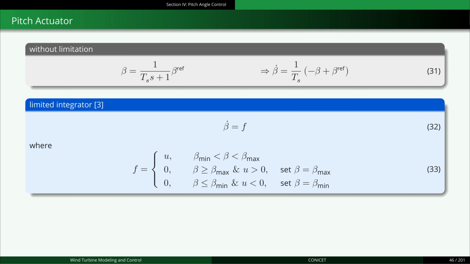This model includes a limited integrator with signal u as the integrator input. See figure 13 for the location of signal u. The limited integrator logic is described by equation 33. Essentially, this logic states that the integrator is frozen by setting its input to 0 when the pitch angle reaches its minimum or maximum limit.